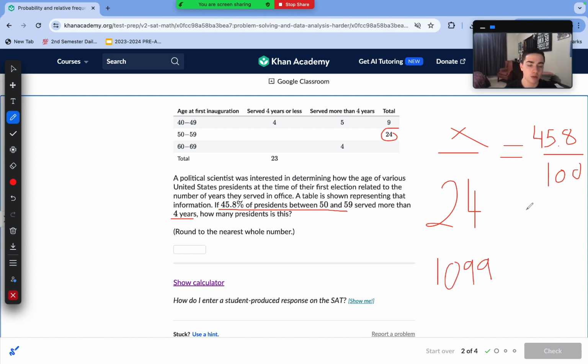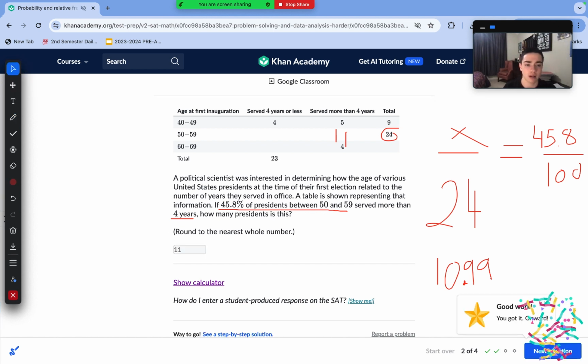1,090. Which when we divide by 100 is 10.99. We're just going to round to 11 because there can't be 10.99 of a president. So that means that 11 presidents served more than 4 years, and that is what they're asking us for. 11 is our answer. Of course, that's why we rounded to the nearest whole number.